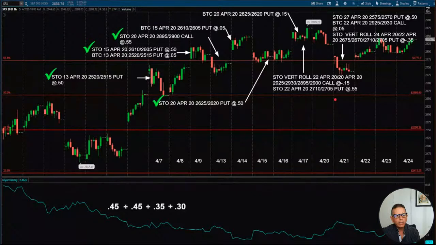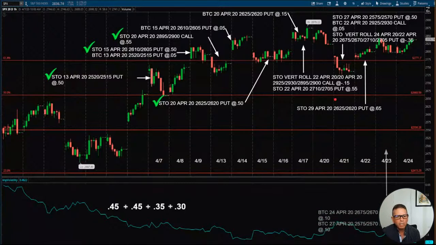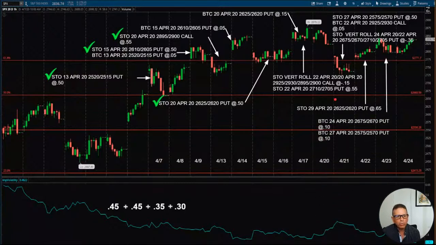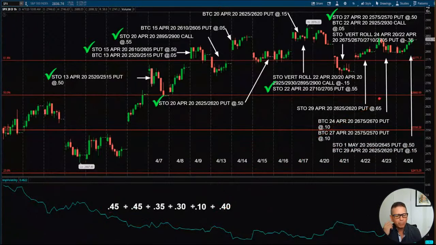And let's see here. Okay. Then I put on another put spread for 65 cents and was able to close the previous trades for 10 cents each. So those were closing 2 trades basically. Okay. And then you can see the numbers adding up, right? That's how it works. It's like taking money off a tree here. Okay. Then I bought to close the 26.25 put spread, which gave me another 50 cents.